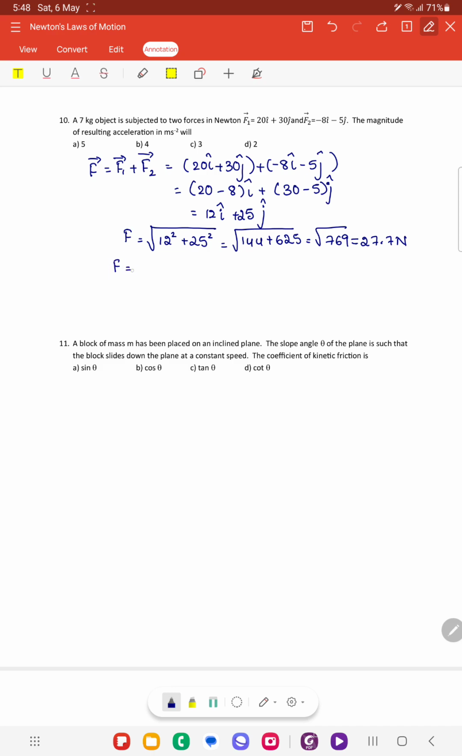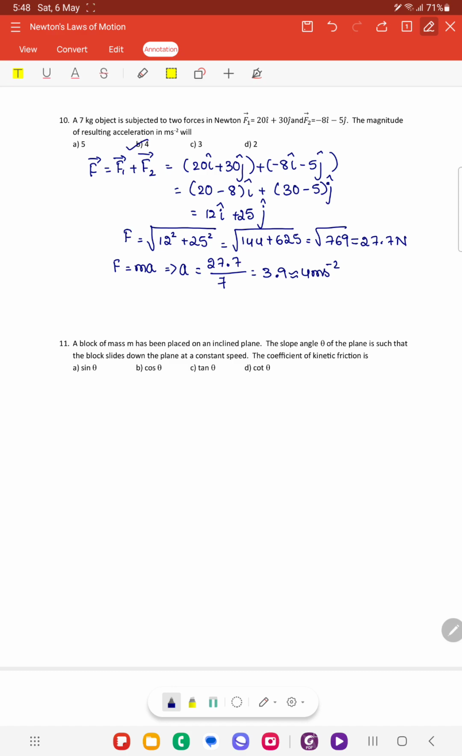So force is given by m into a. So acceleration is F by m. F value is 27.7 divided by mass of the object, which is 7. So which is equal to 3.9 meter per second square, approximately 4 meter per second square. So option B is the right answer.